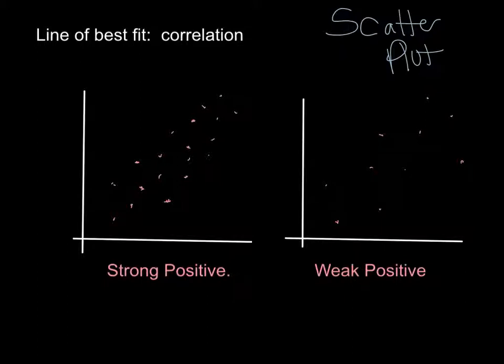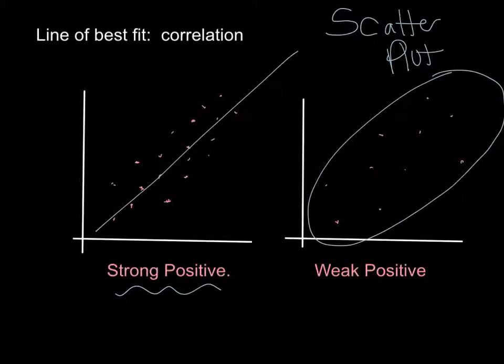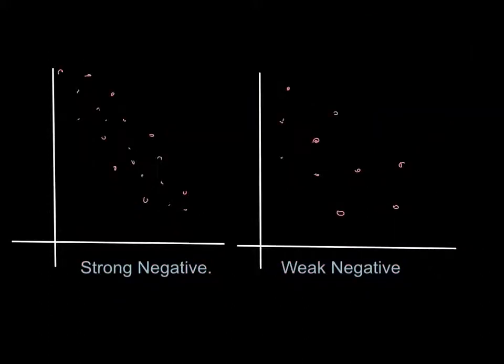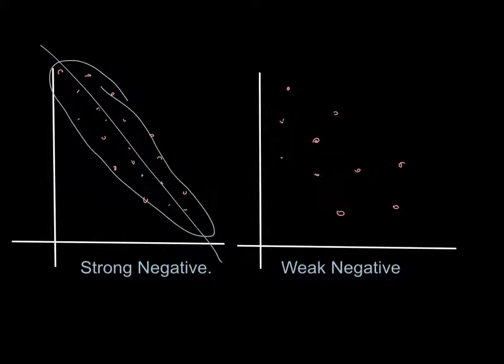Now, some data has very strong correlation. If we take a look at the graph on the left, we can see that this is very much increasing, and the dots are close to the line of best fit that I've drawn in. So we call that a strong positive correlation. In my second graph on the right, everything is kind of in a positive direction, but the data is not really tight, so we call that a weak positive correlation. Here we have a strong negative, so they're all pretty close, and it's decreasing, so we have a strong negative correlation, and then we have a weak negative on the right.